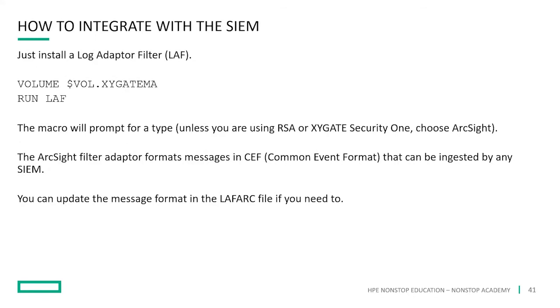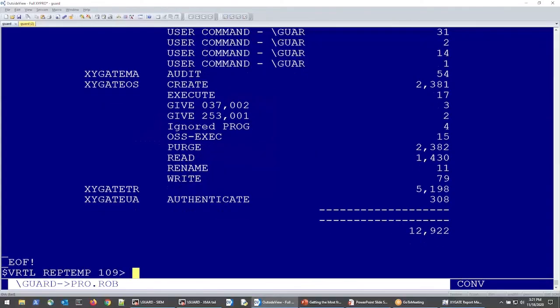To integrate with the SIM is simple. All you have to do is install a log adapter filter, LAF, right? So to do that, you can volume to your XMA installation and run the LAF. I'll show you how easy this is.